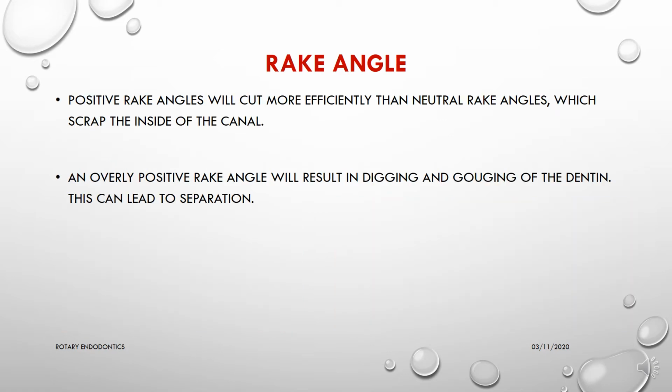A positive rake angle is when the cutting edge is trailing beyond the perpendicular, whereas a negative rake angle is when the cutting edge is beyond the perpendicular drawn to the cross section. A positive rake angle will cut more efficiently than a negative rake angle, which scrapes the inside of the canal. But the problem with the positive rake angle is that it may result in digging and gouging of the dentine and can also lead to instrument separation.